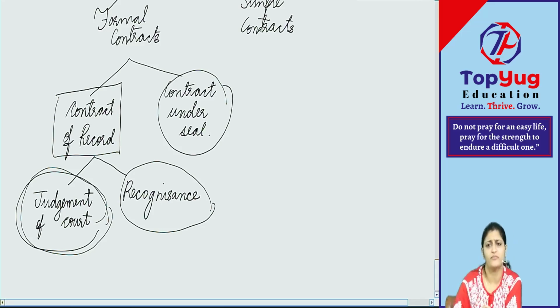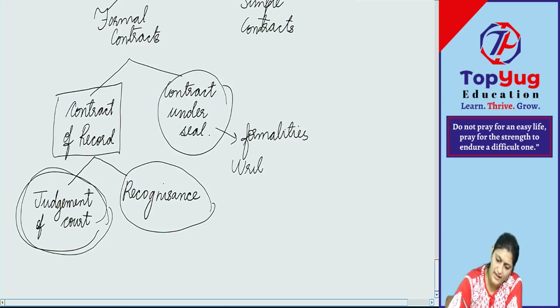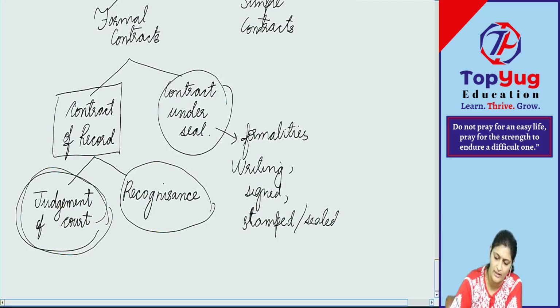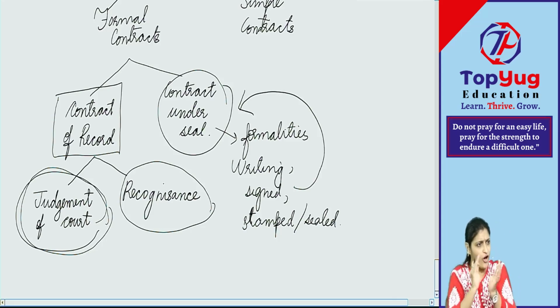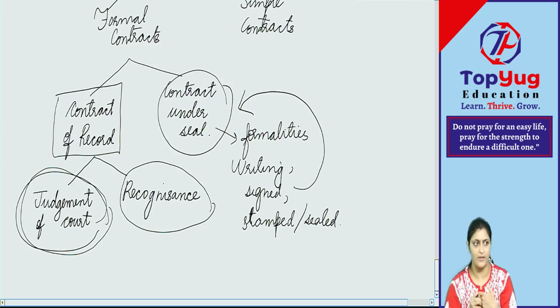Contract under seal. In any contract, there are some formalities required. Those all will come under what? Contract under seal. It should be in writing. It should be signed by the parties. It should be stamped or sealed by the proper authority. Then all these types of contracts will come under what? Your contract under seal. Any formality required to be complied with in any contract, those all will come under what type of contract? Contract under seal. Understood, everybody? Yes or no?